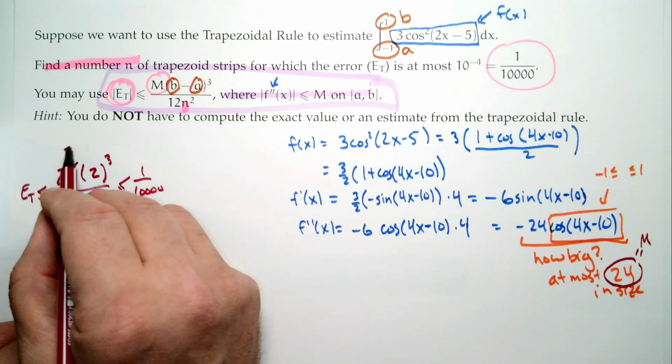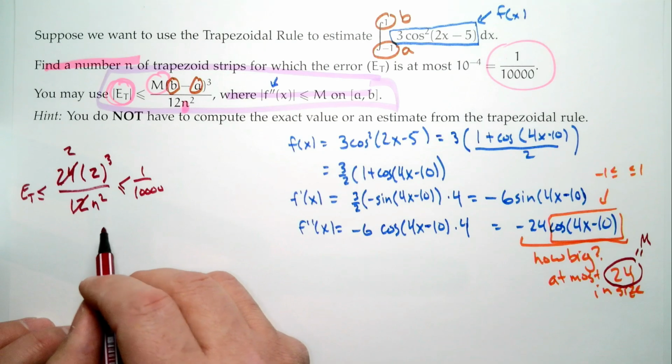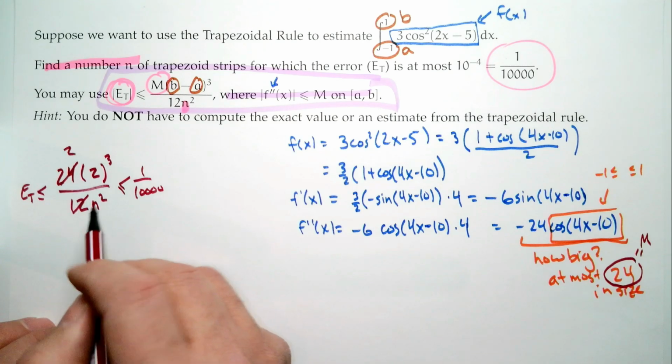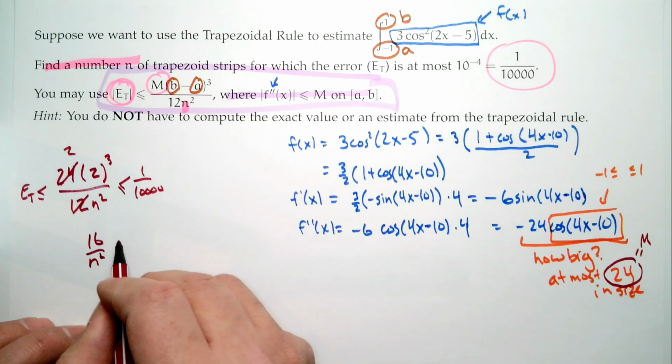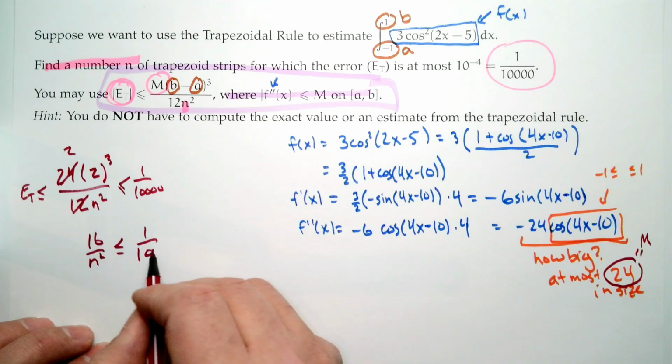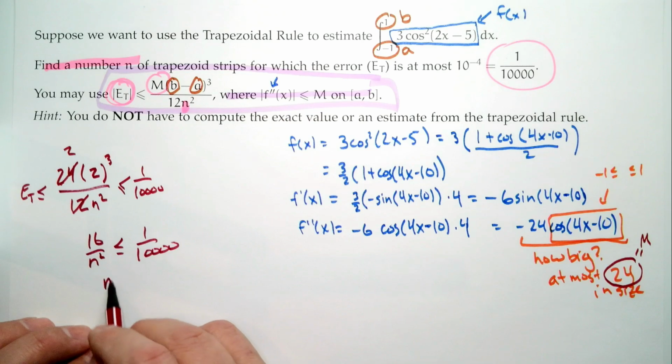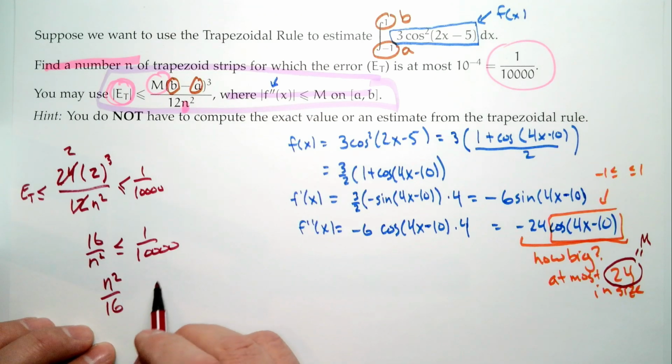Some nice things happen. 24 goes into 12. It's almost like we anticipated that. So what do we have? We have 16 over n squared is less than or equal to 1 over 10,000. Flip both sides. If you flip both sides, what happens to your inequality? It flips as well.